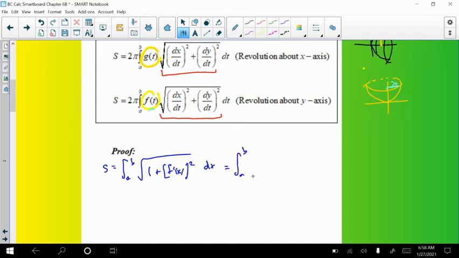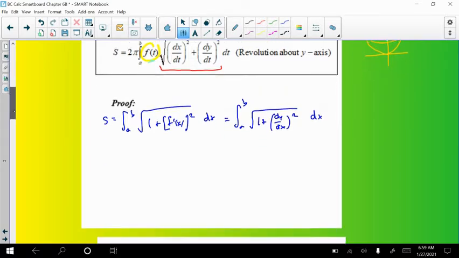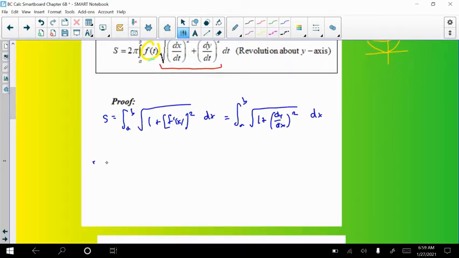So the integral from a to b of the square root of 1 plus dy/dx as a quantity squared. Again, we're just representing the derivative a little bit differently. Now, certainly dy/dx could be represented... I'm going to need a really big integral symbol here. So from a to b of the square root of 1 plus... Now let's write that with respect to t as well.